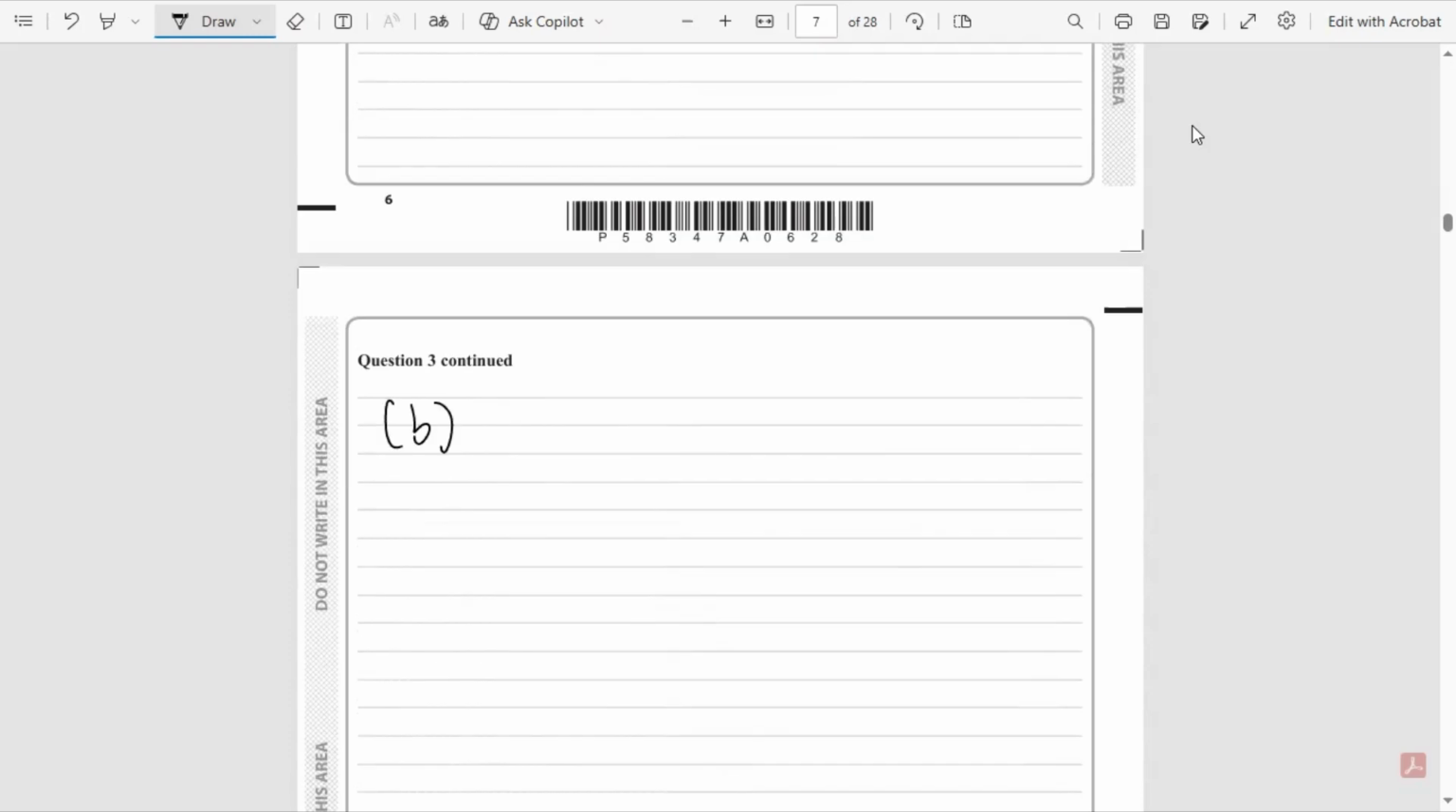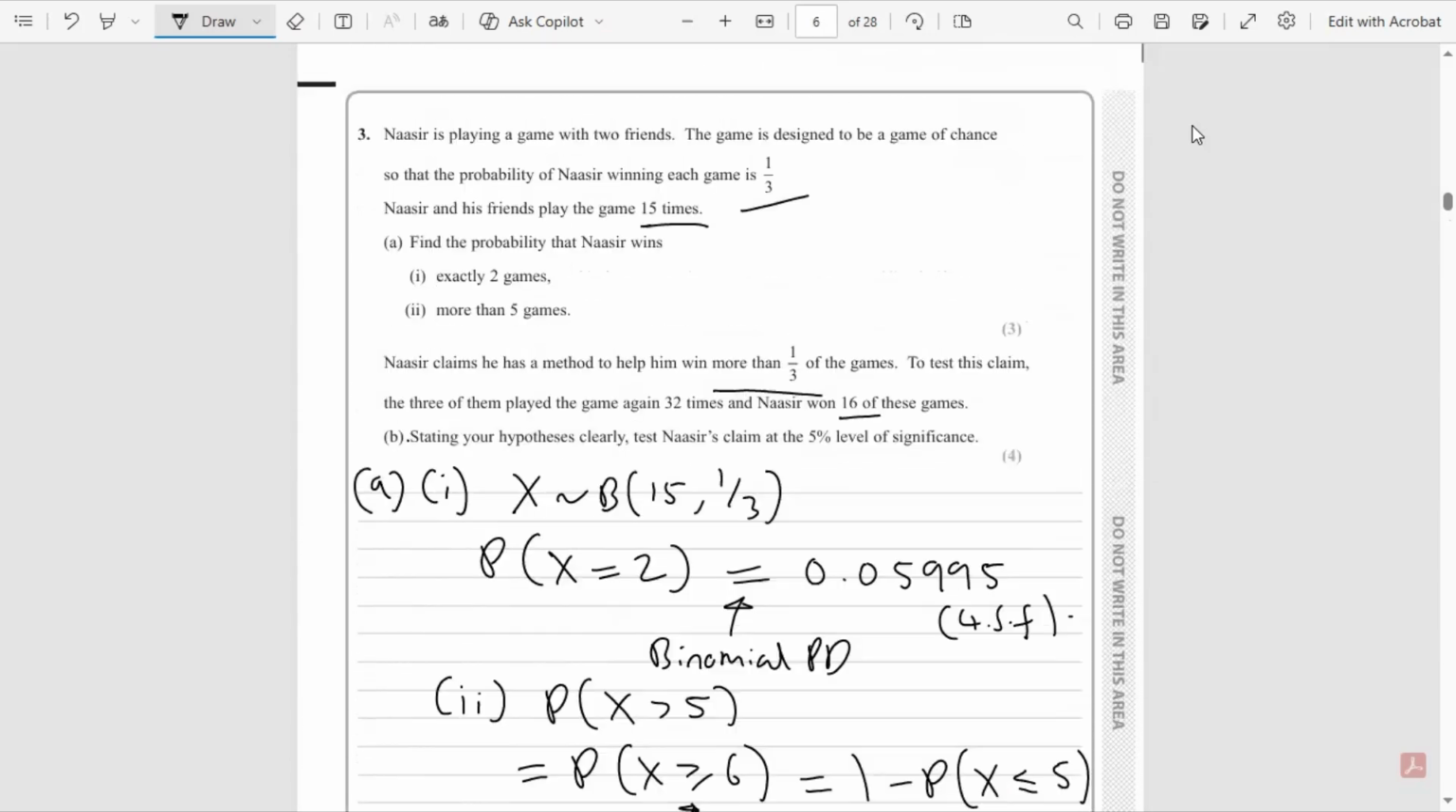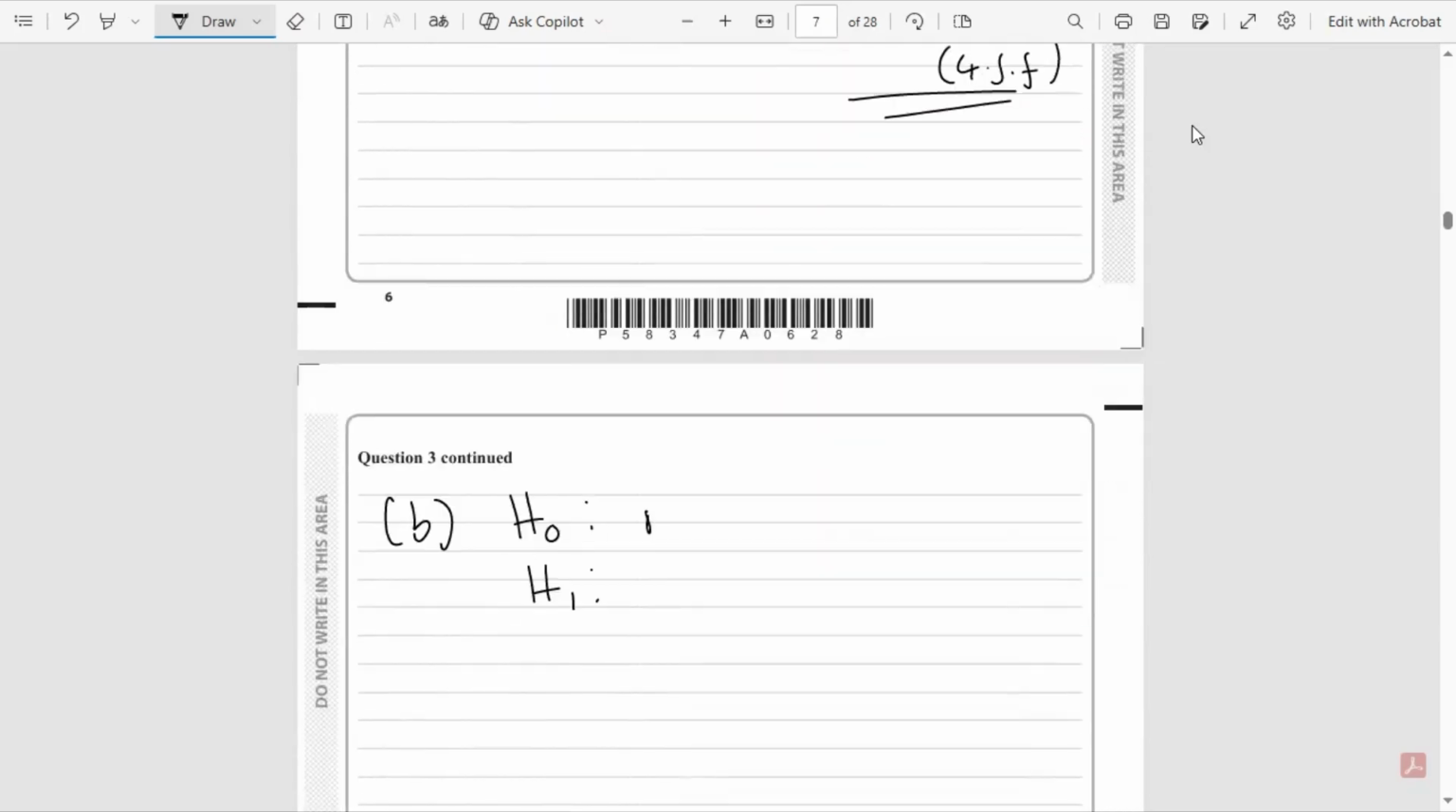So remember, we always start with our two hypotheses, H0 and H1. So if we go back to the question, what would H0 be, the null hypothesis? Well, the original hypothesis was that the probability NASA wins a game is 1/3. So that is going to be our H0. P is equal to 1/3.